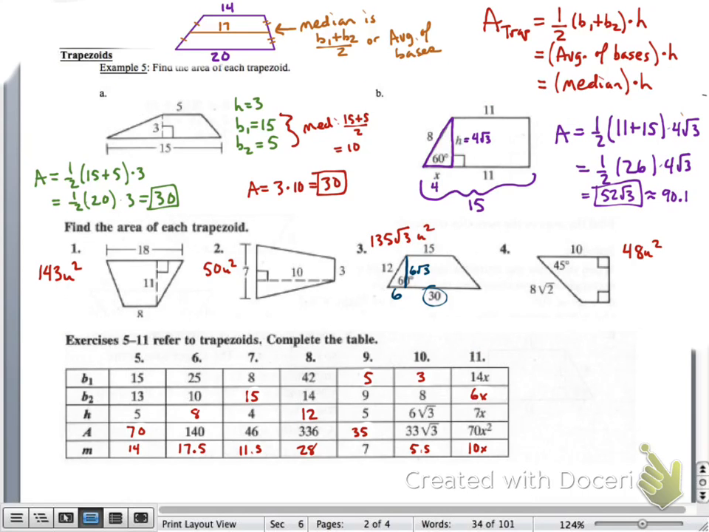Okay, these are the answers. Again, the key, you can use the median, or you can use the average of the bases, but if you do the height times the median, 8 times 17.5 is 140, 4 times 11.5 is 46, 12 times 28 is 336. The median is the average of these two numbers, so you kind of had to work backwards for some of them. That's how that works.